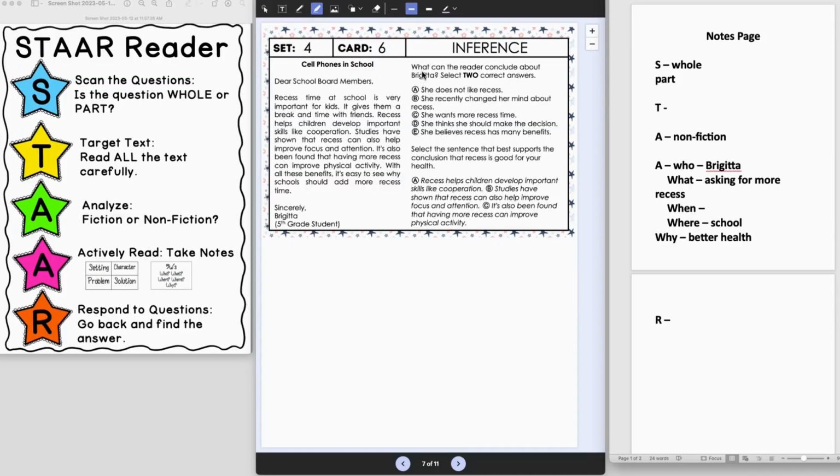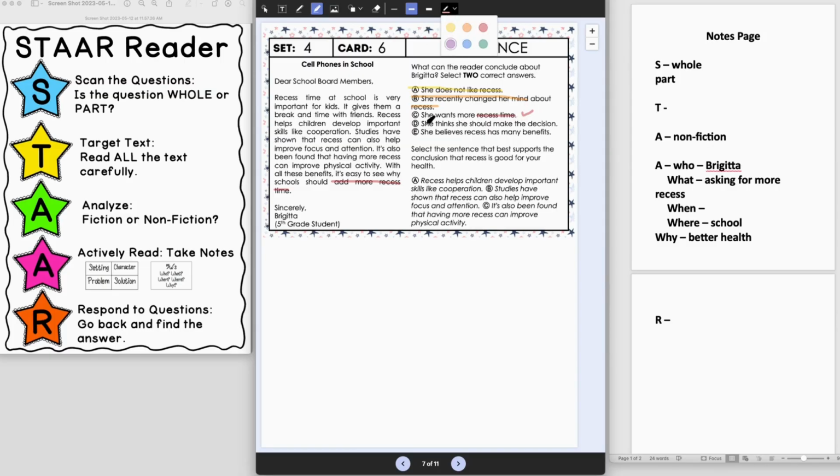First question, what can the reader conclude about Brigida? Select 2 correct answers. So let's look at part A here. She does not like recess. Well, she's asking for more time, so that does not seem like an accurate conclusion. She recently changed her mind about recess. Well, she seems to be pretty focused throughout, so I wouldn't say that's relevant. She wants more recess time. Okay, that seems to make sense because she specifically says in here that there's these benefits and that we need to add more recess time. So that seems possible here.